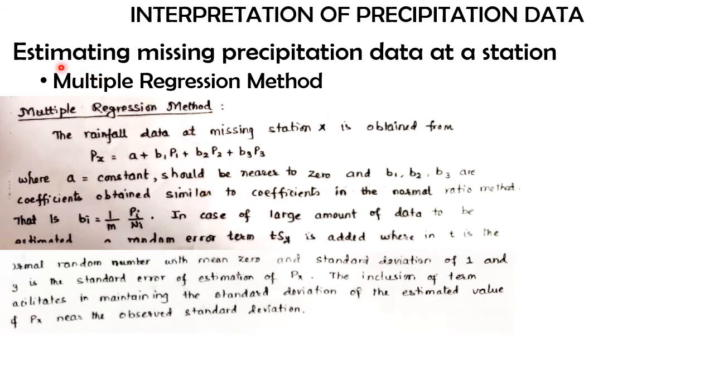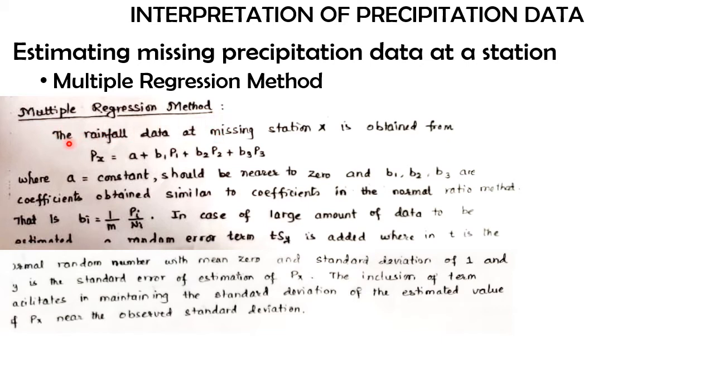Now, the next one is estimating missing precipitation data at a station with the multiple regression method. This method is not needed for your calculation part, because it is a trial and error basis and we need to determine a few constants, which requires a huge quantum of data to be available for solving those problems. Because of that practical difficulty, we usually don't get problems on the multiple regression method, but you should understand how this method works.